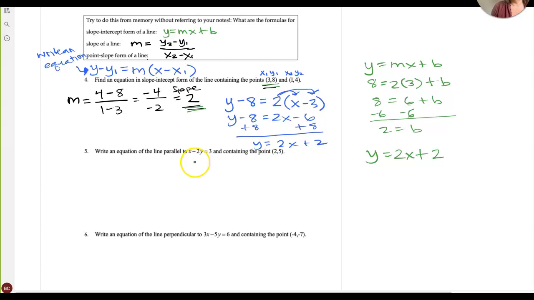Put it in the slope. Turn it to slope-intercept form. Yeah, I think both of you are saying the same thing. Change it to slope-intercept form. So when it's in this form, I cannot tell what the slope is, right? I've got to solve it for y.